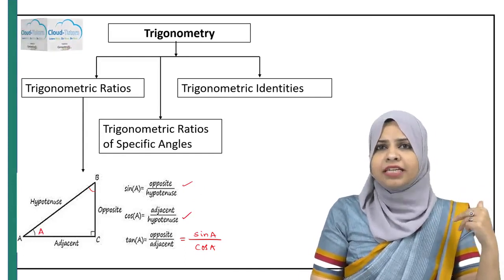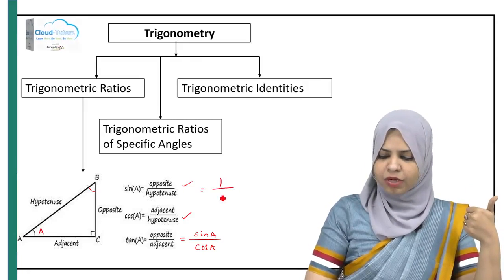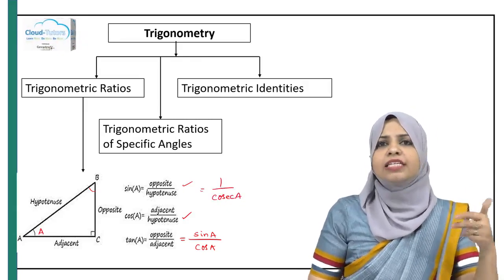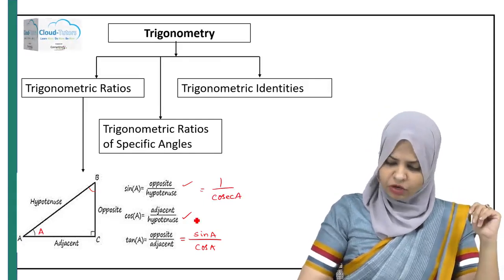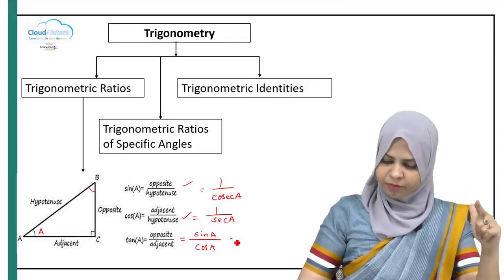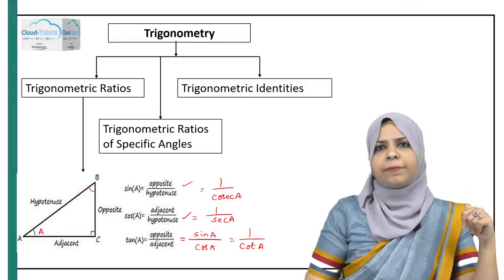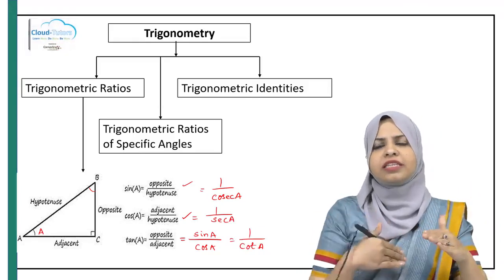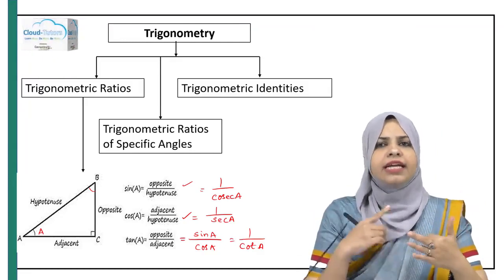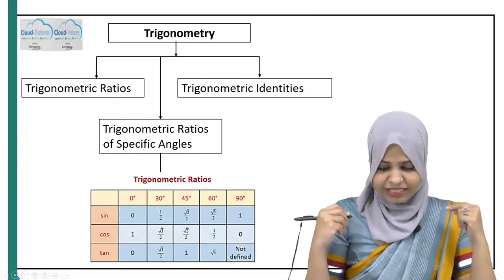And what about the remaining three trigonometric ratios? Cosecant A is the reciprocal of sine A. I can also say sine A is 1 by cosecant A. And what is cos A? It is nothing but the reciprocal of secant A. Same way, 1 by tan A is the reciprocal, cot A. Correct? So you just take the reciprocal of that and you will get the trigonometric ratios of cosecant, secant and cot.